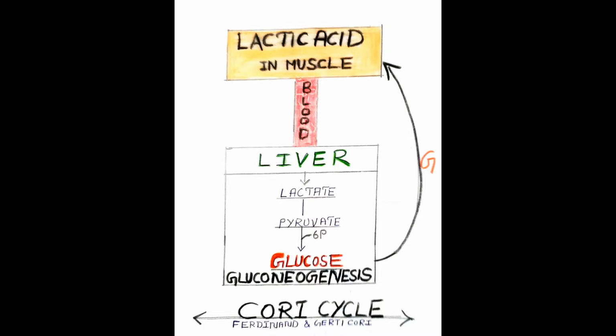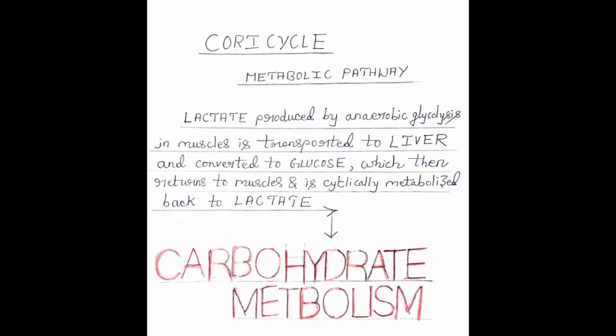So what you need to remember from Cori cycle? Lactic acid accumulates in muscle due to absence of oxygen. Then the lactic acid is transported to liver. In liver, lactic acid is converted to glucose. Now the problem is solved. Glucose is transported to muscle.